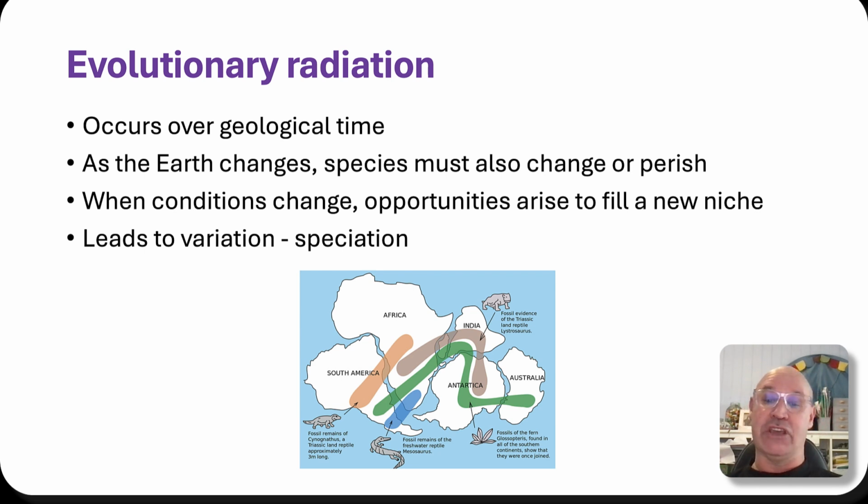Essentially, as the Earth changes, species need to be able to adapt and change, otherwise they perish and become extinct. So whenever there is change on Earth, though, it does open up new opportunities for new niches. So that change is often associated with this evolutionary radiation, where new species can develop to occupy these new niches. And we often find this occurring following periods of mass extinction.